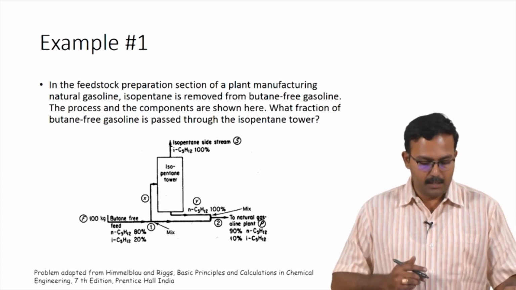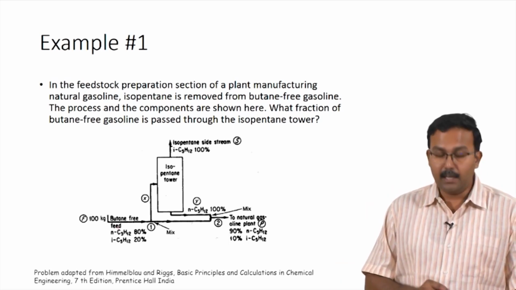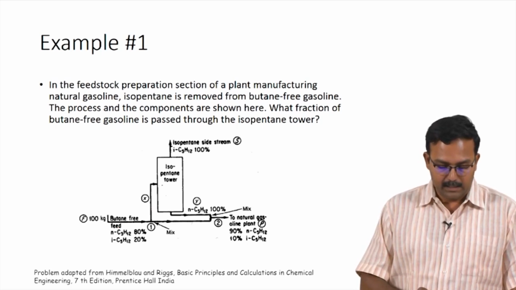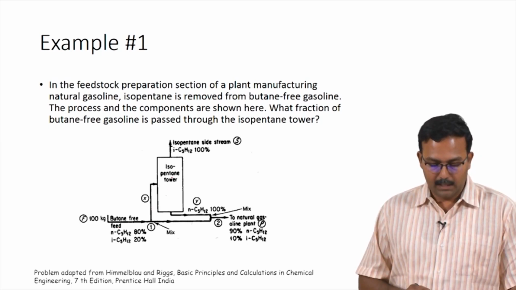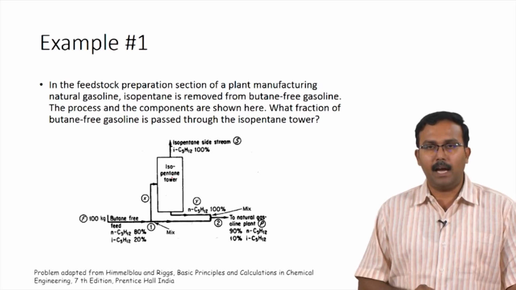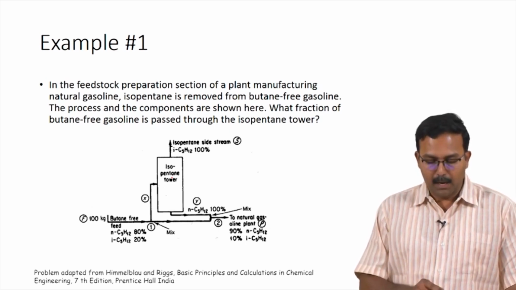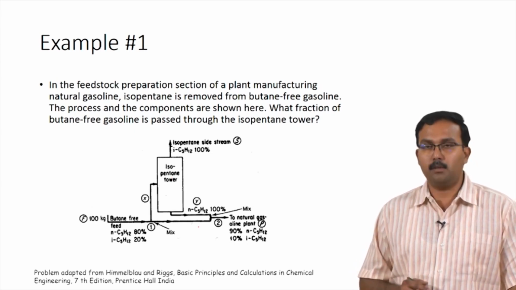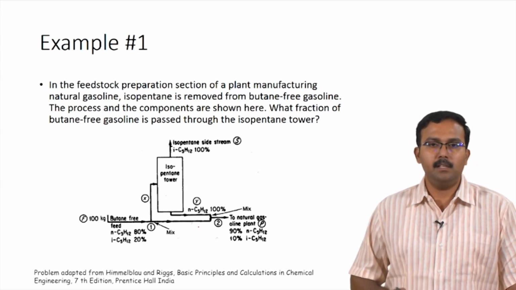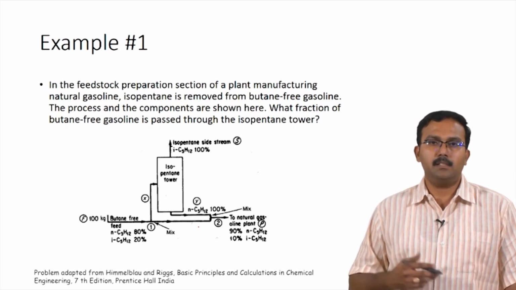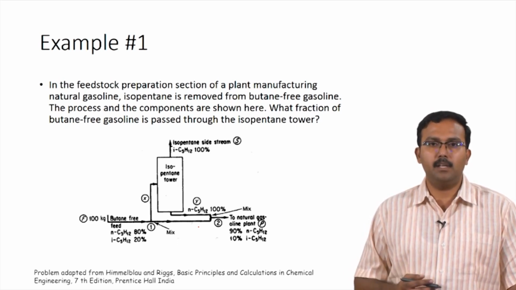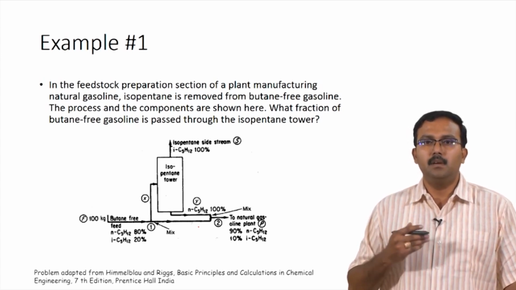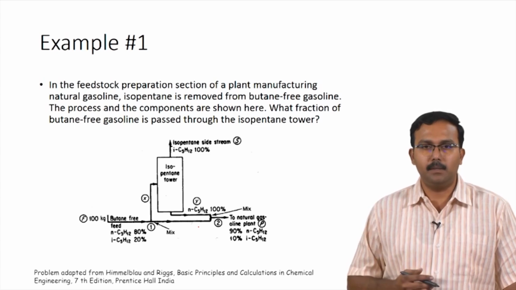So, what you have here is a feed of 100 kilograms of butane free feed, and that enters into the isopentane tower. Some of this stream is actually taken out and it bypasses the isopentane tower and is mixed with the bottom stream of the isopentane tower. So, now taking this flow chart into account, let us try to perform the material balance calculations to calculate the fraction of butane free gasoline which is passed through the isopentane tower.